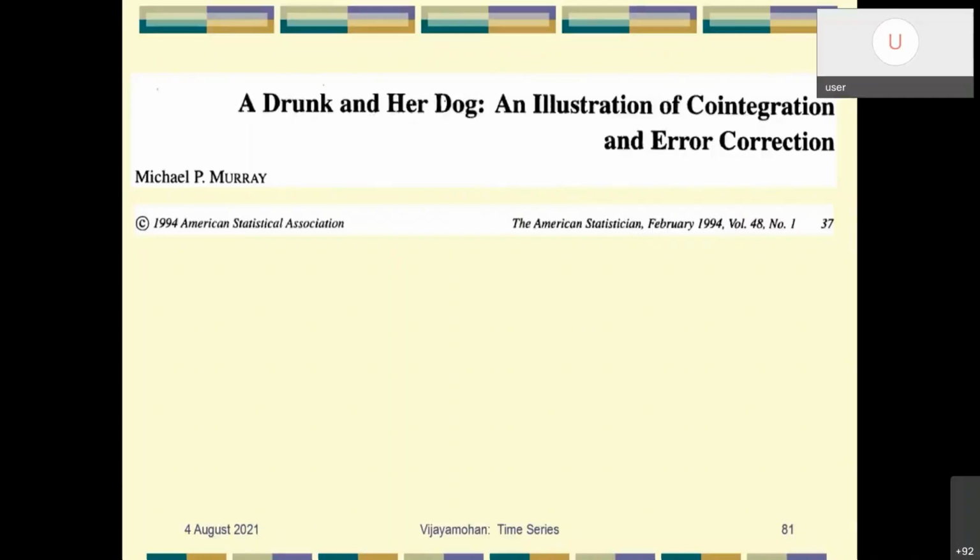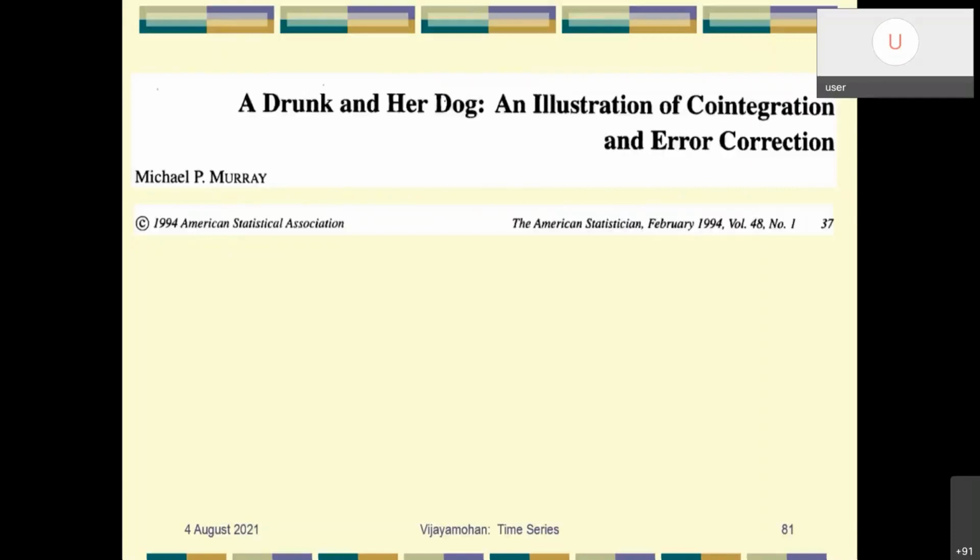This is the case of a drunk woman, okay? And she has a dog. She is drunk, therefore she has a random walk. She is an integrated process. Her movement is an integrated process. The dog's wandering also is a random walk. So its movement also is a non-stationary series, an integrated one. So we have two random walk processes. But actually, these two will have a cointegration.